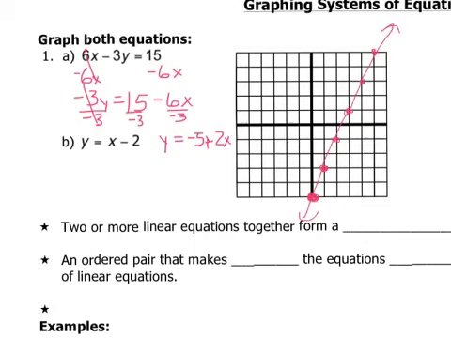I'll do the second line in blue. So I have y equals x minus 2, so I have a y-intercept of negative 2, and a slope of what? 1, right? 1 over 1. So y-intercept of negative 2 is down 2 on the y-axis. Slope of 1 is up 1 over 1, up 1 over 1, and so on.